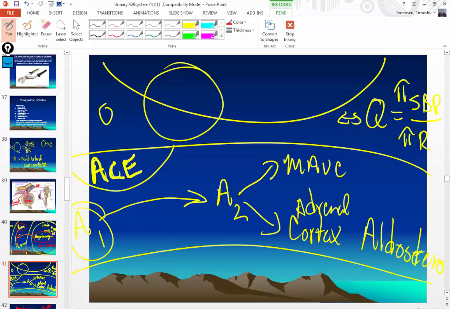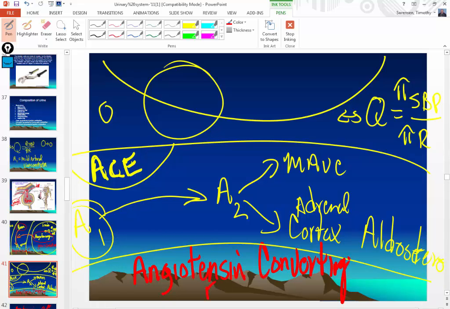ACE stands for, you better write this down, angiotensin converting enzyme. Where is it found primarily? In the lining of the pulmonary capillaries. Are you with me?